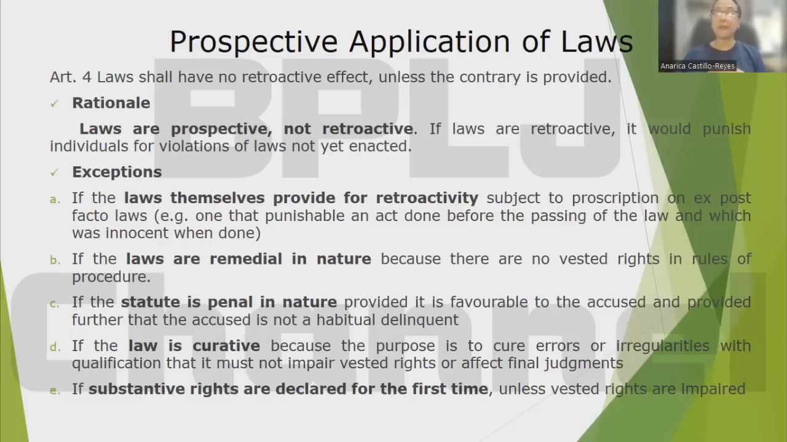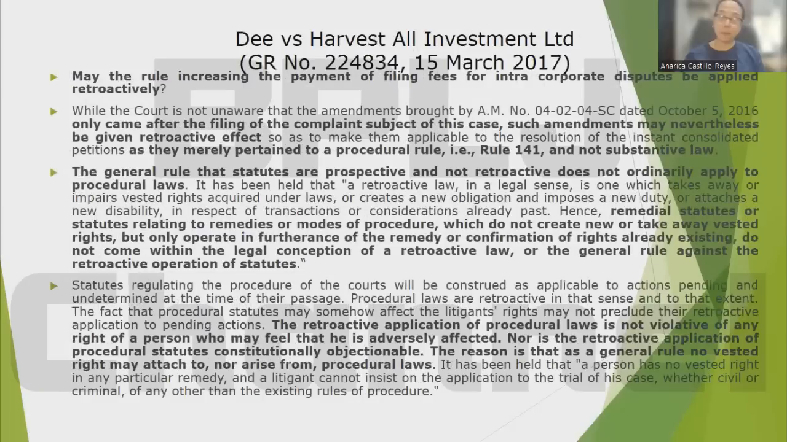Okay, if the statute is penal in nature, provided it is favorable to the accused. So if a later statute provides a lighter penalty for an offense, then it may be given retroactive application. Fourth, if the law is curative. Why? Because the purpose of the law is precisely to cure errors or irregularities. That is the reason why it will be given retroactive application. And last, if substantive rights are declared for the first time, unless vested rights are impaired.